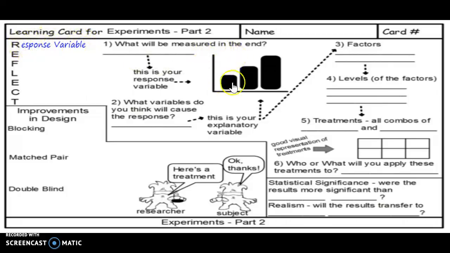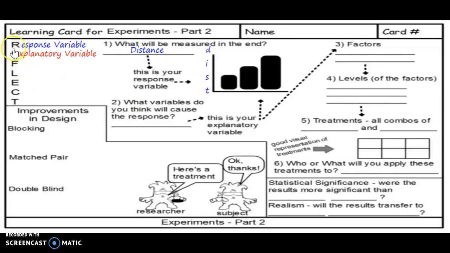What is the response variable? Well, I'm going to use this little table, this little graph over here, as our example. So the first thing that we're going to look at, number one, says what will be measured in the end? Well, that's the response variable. For this particular experiment, what we are measuring in the end is distance. And that distance is going to go on the vertical axis right here.